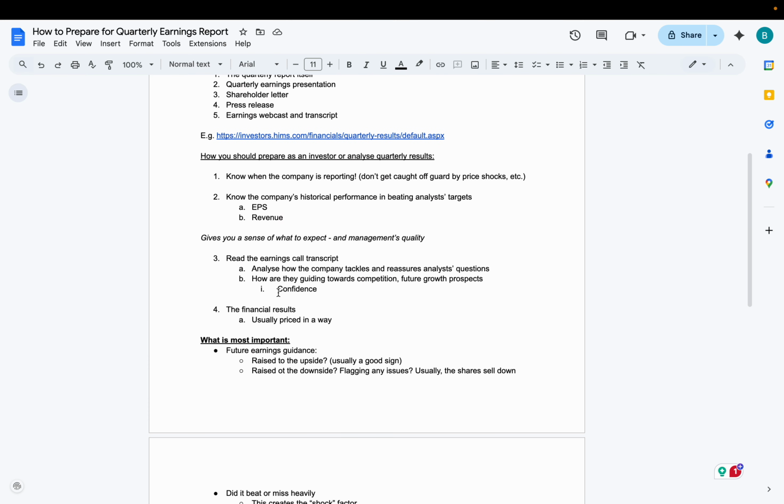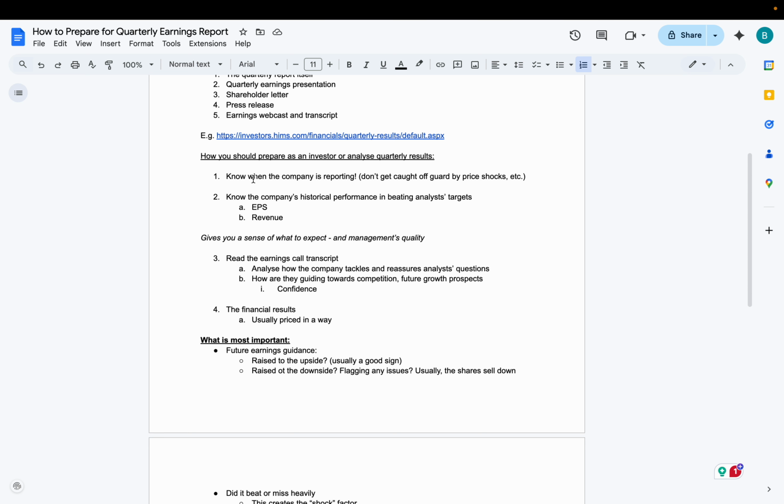So how should you as an investor prepare for or analyze the quarterly reports? Number one is to know when the company is reporting, right? So do not be negligent. Do your diligence, understand when your company is reporting, so you don't get caught up by extreme price shocks or volatility or movement that may usually be present during earnings season, right? Especially if the company that's reporting is a growth company. Usually you can see moves of up to 20% or even higher, 30%, either to the upside or downside because of the earnings report, right?